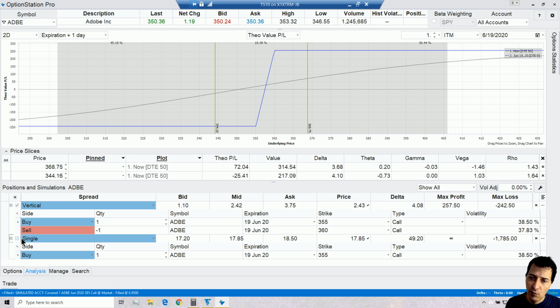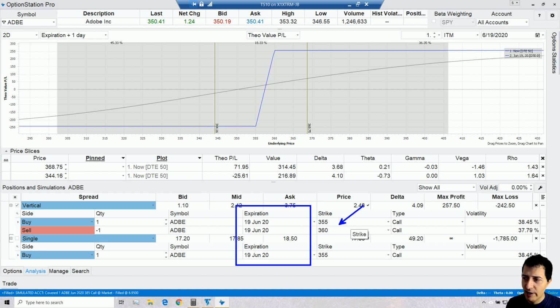Therefore, I am unchecking the single, and I leave the vertical checked. So forget about the single, even though it's there, it's doing nothing because it's unchecked. Now, using the June 19 expiration, which we already said, I'm going to have to work on the strikes to adjust this trade and meet my delta and gamma parameters up here. But first I need to go back to the chart.